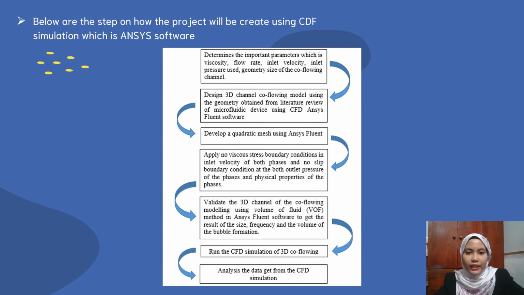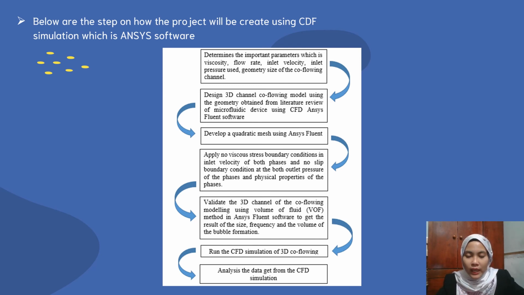The first step is to determine the important parameters, which are viscosity, flow rate, inlet velocity, inlet pressure used, and also the geometry size of the co-flowing channel. The viscosity is the main parameter that I have to investigate in order to get the size of the bubble, the volume of the bubble, and the frequency of the bubble.